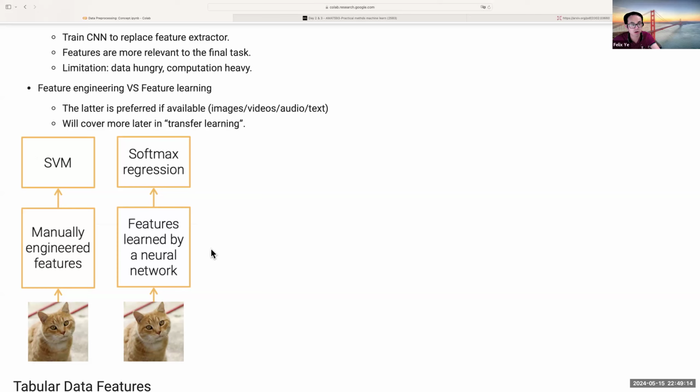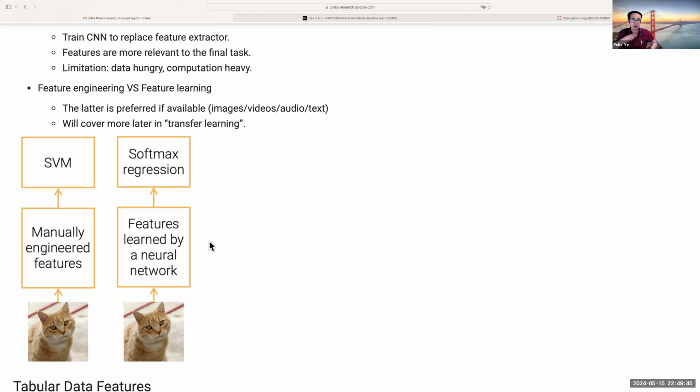However, you can also learn the features with a neural network. For example, convolutional neural networks can automatically learn the features, and this is what we're going to talk about later in the course. Then all you need to do is apply softmax regression as the last layer of neurons, and that can make the prediction very well.